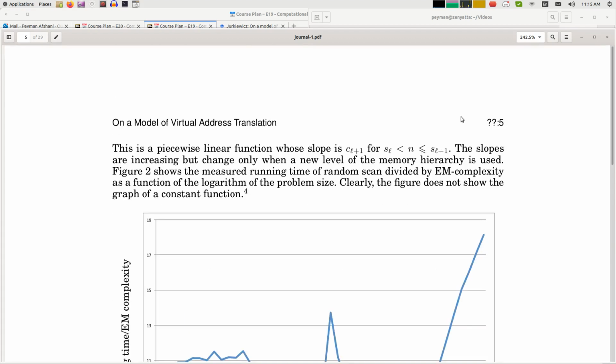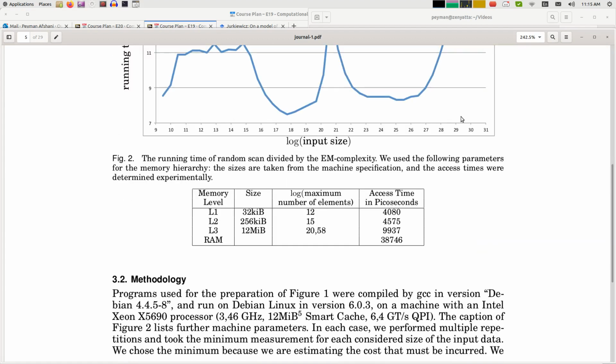As far as I can say, these experiments were performed only on one machine, and because of that, it's not 100% convincing. That's a weakness of this approach, because maybe it's just this machine that has this weird behavior, and if you run it on a different machine, you get something completely different. So even though this is a good start, I don't think it's 100% convincing, but we move on to see what else they offer in the paper.